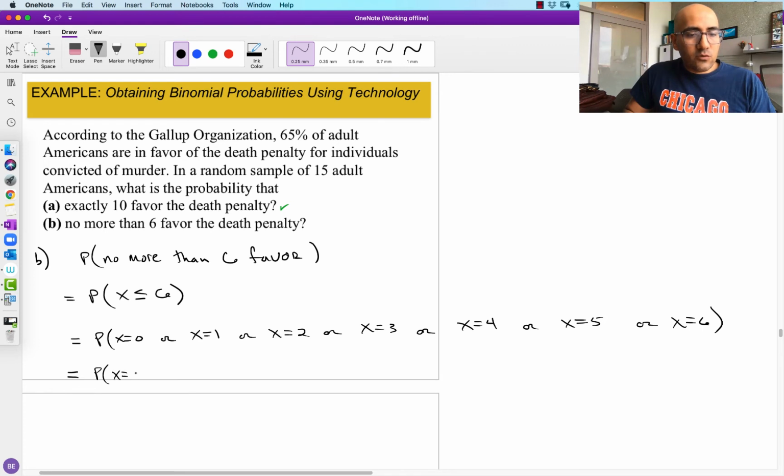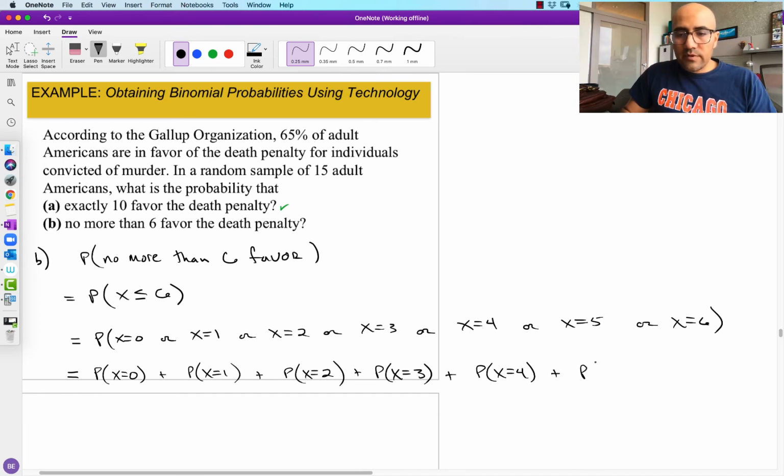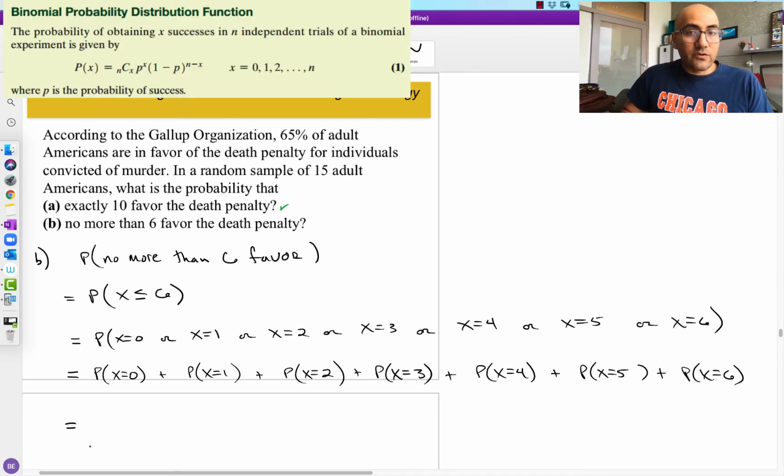Probability that x equals 0 plus the probability that x equals 1 plus the probability that x equals 2 plus the probability that x equals 3 plus the probability that x equals 4 plus the probability that x equals 5 plus the probability that x equals 6. 7 of them. Okay, well, if we had to use our formula for each of these, that would be painful, right? Let's just start setting it up, but we're definitely not going to do it that way.